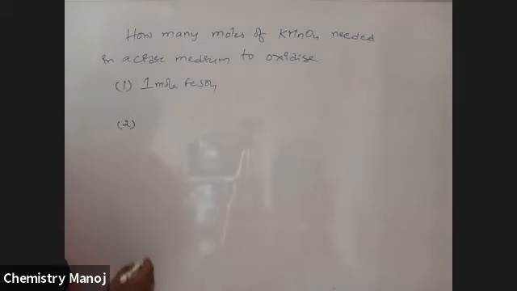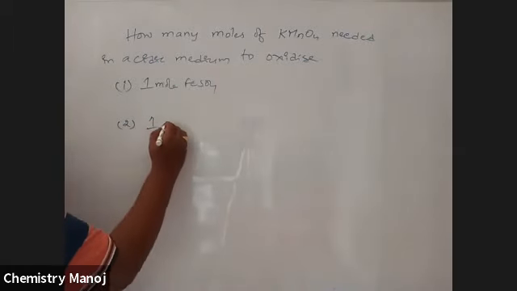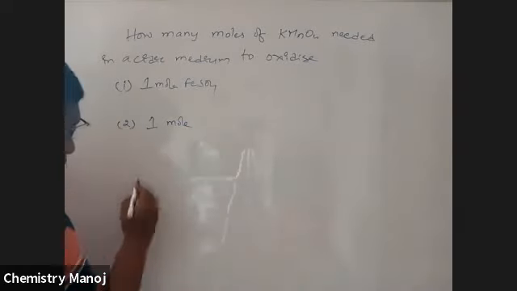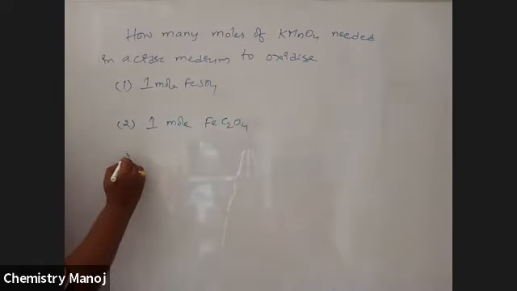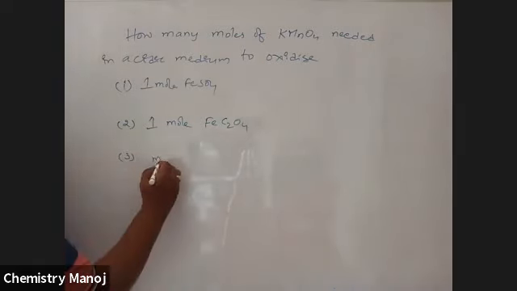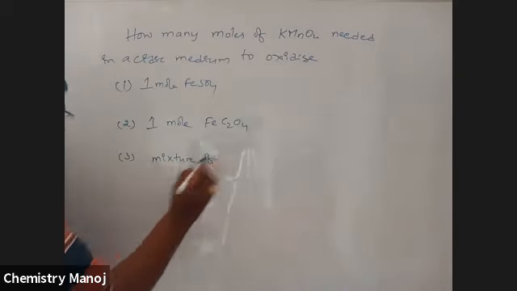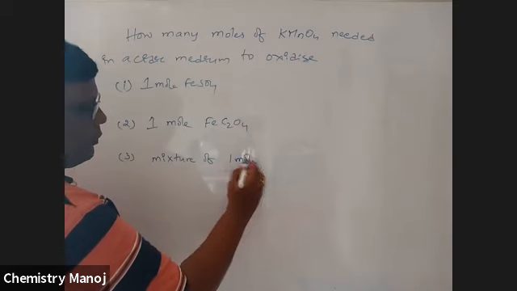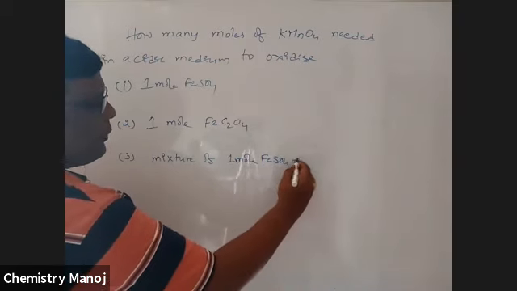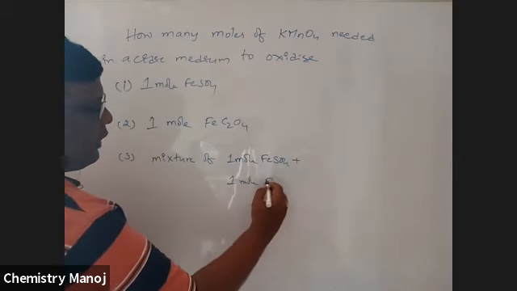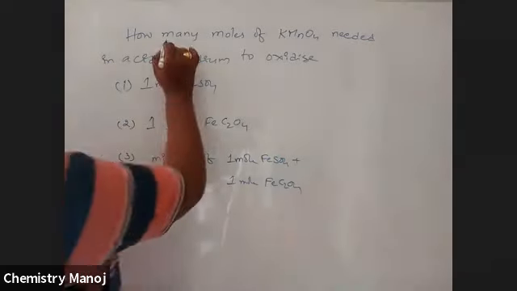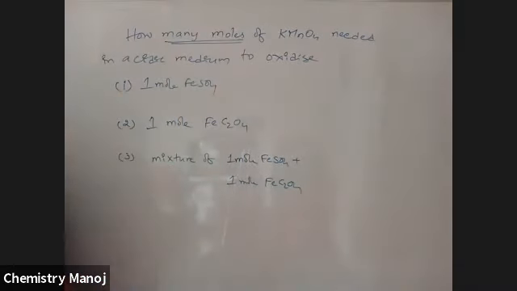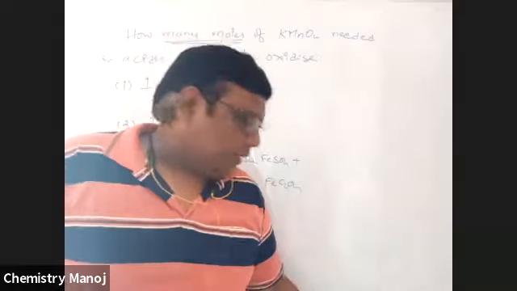So the second one: 1 mole FeC2O4. Third one, a mixture of 1 mole FeSO4 and 1 mole FeC2O4. Now, how many moles of KMnO4 reacted?